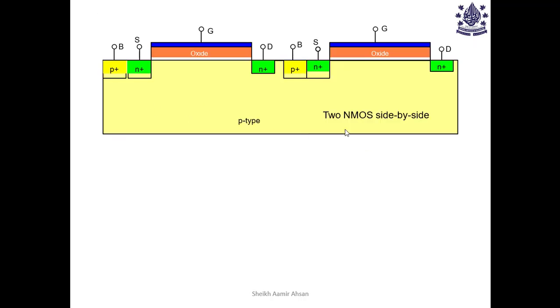All right. So here we have two n-type MOSFETs side by side. So this is your body and this is your body. What if we connect different voltages to these body contacts?